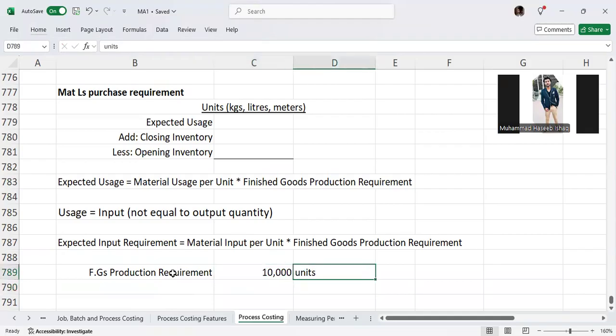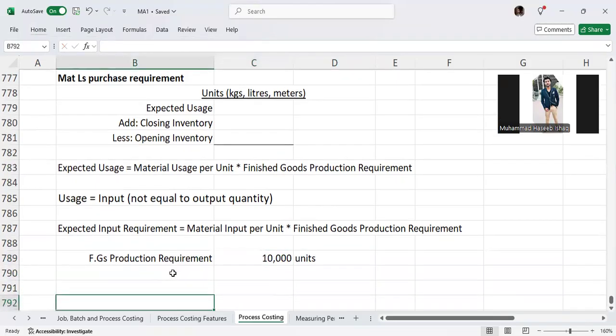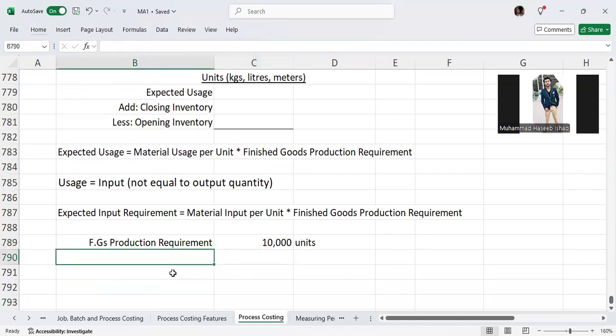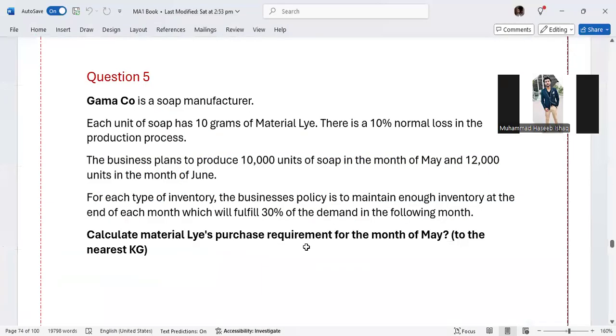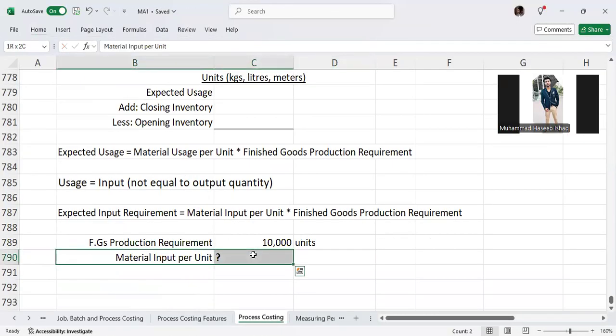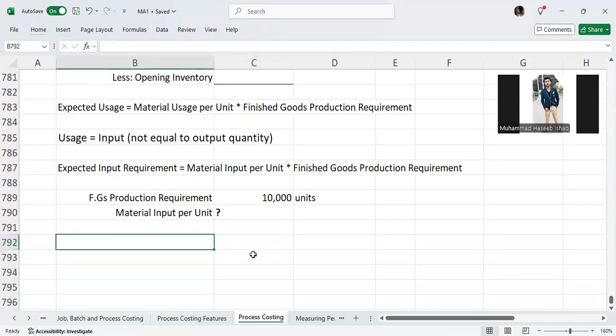It is useful to just mention the units, so it just saves you from some of the confusion. So we need to now calculate the material input per unit. This is the main thing that makes this question difficult: the calculation of material input per unit. So how are we going to calculate it? It is tricky, but once you understand it, this concept applies to many further questions, because it just enhances your understanding of the usage of percentages. So let's get into it.